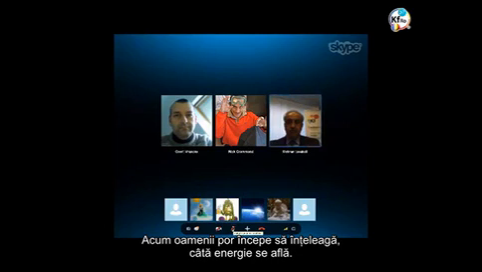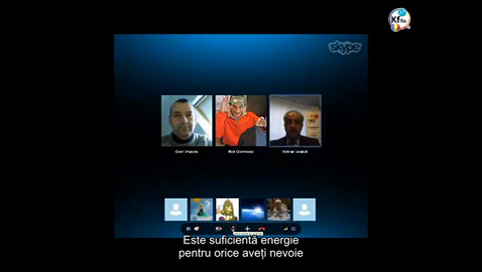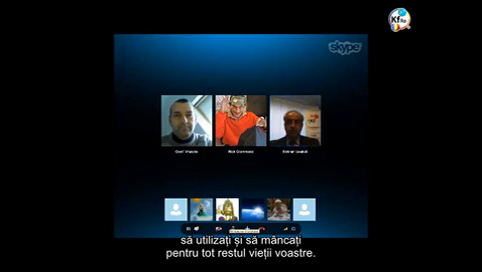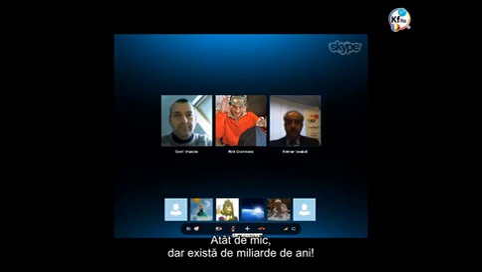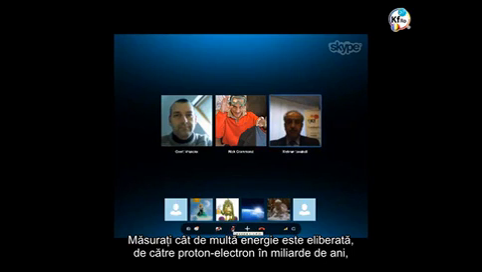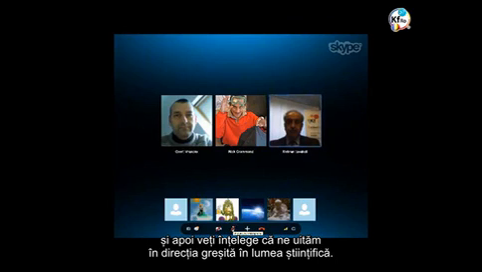Now people have to start understanding how much energy sits, how much gravitational magnetic field sits within the structure of the electron. It is enough energy for whatever you need to use and eat for the rest of your life. Maybe generations, but we never looked into it. We never looked at it because it's so small. It's so small, but it's there for billions of years. Measure how much energy is released by a proton and electron over billions of years, and then imagine how much you need to live. Then you understand we've been looking in the wrong direction in the world of science.